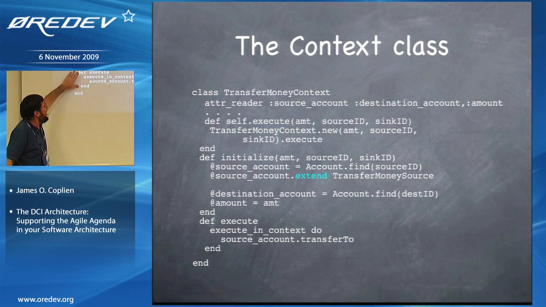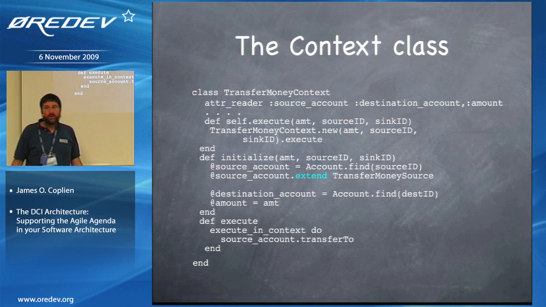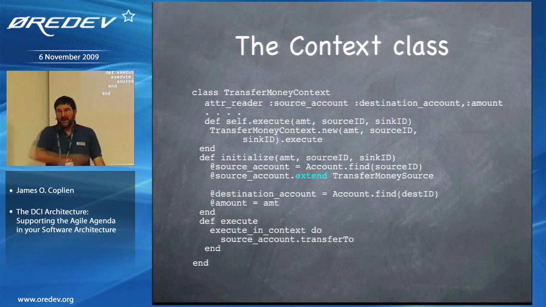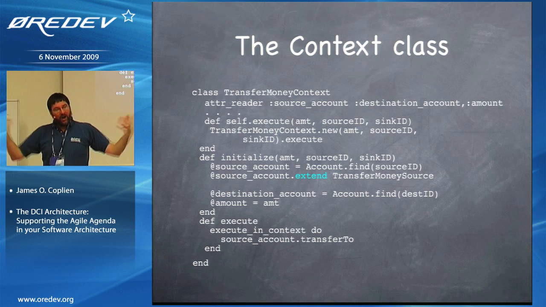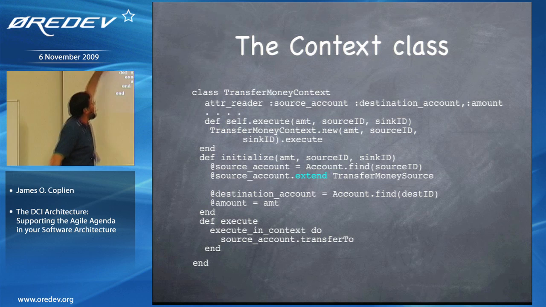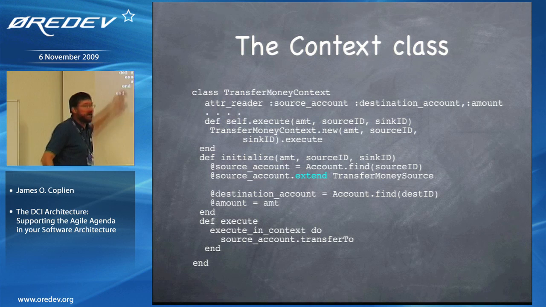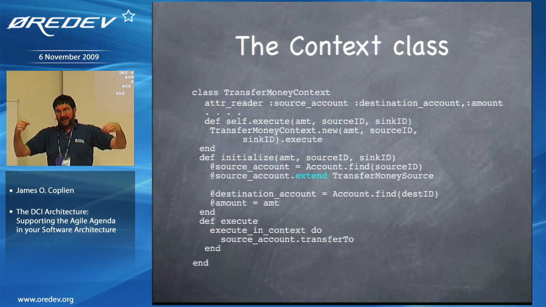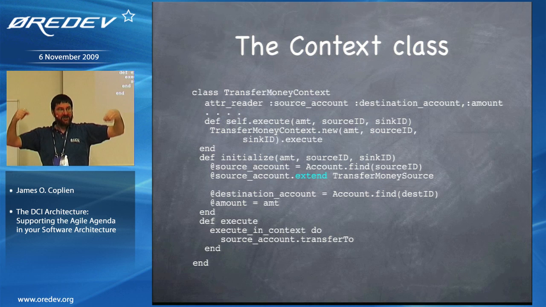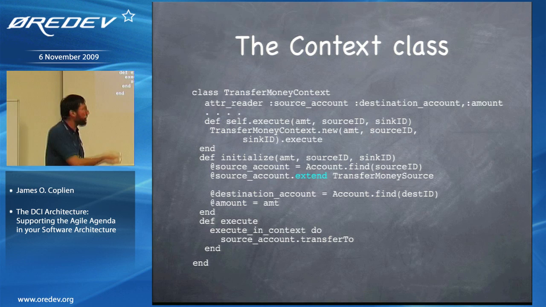That's here. And all it does is it says source account transfer to. And the rest just happens, because all the wiring has been done here. We just go to the first role in the use case, initiate it with an event, and the rest just happens. This execute in context is a way of stacking the context. Context stack. We'll see why that's important in a second.